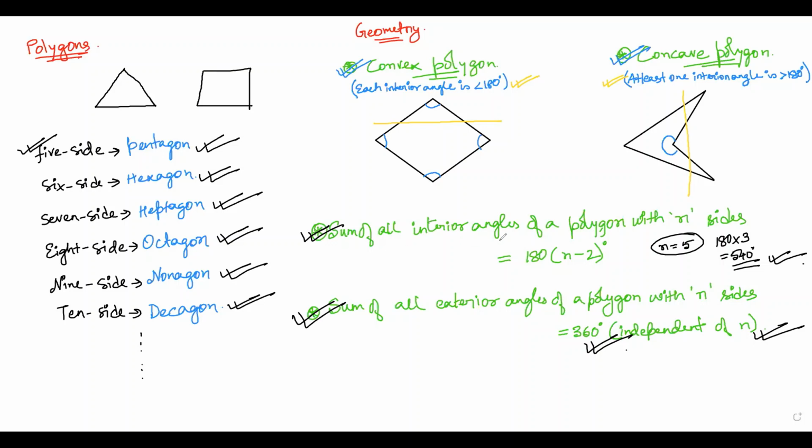So, the sum of all interior angles of a polygon can be found simply by using this formula, which is 180 into n minus 2, where n is the number of sides, and the sum of all exterior angles of a polygon is always 360 degrees, which is independent of the number of sides.